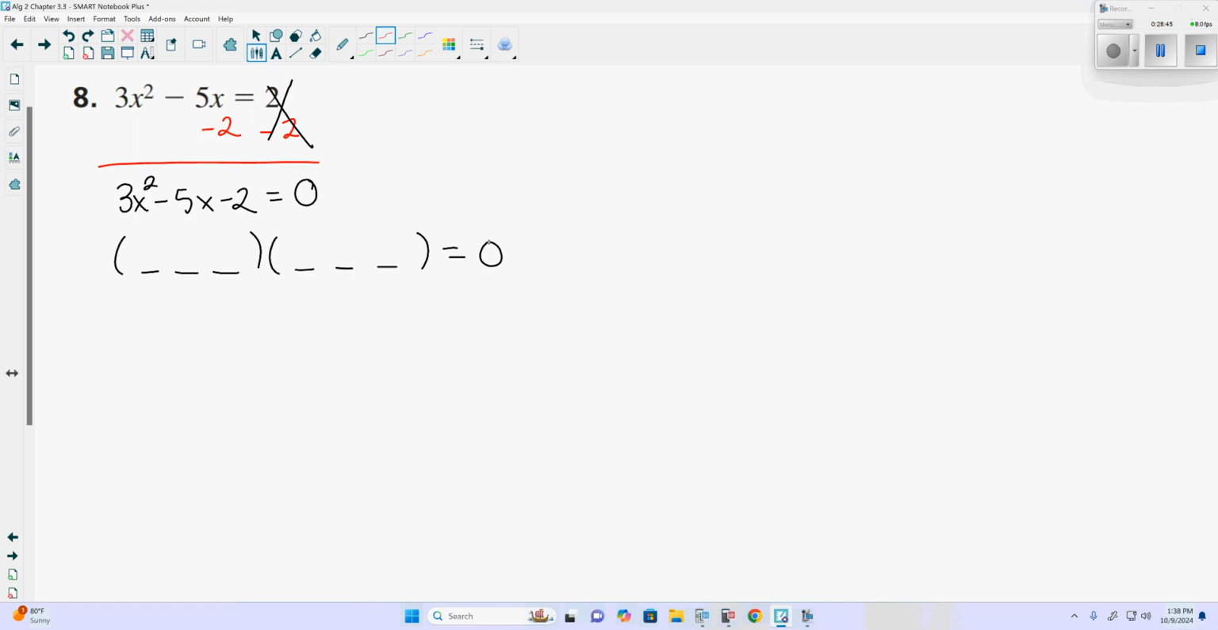So we have two sets of parentheses with 3 spaces. If the third term is positive, the signs are the same and match the sign of the middle term. If the third term is negative, our signs are opposite. So here our third term is negative, so our signs are positive and negative.